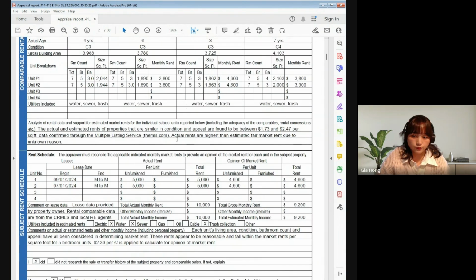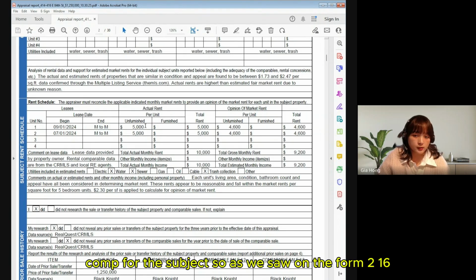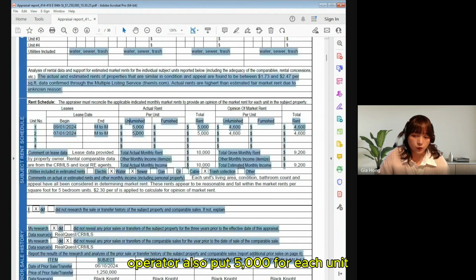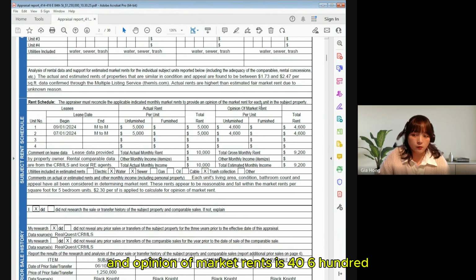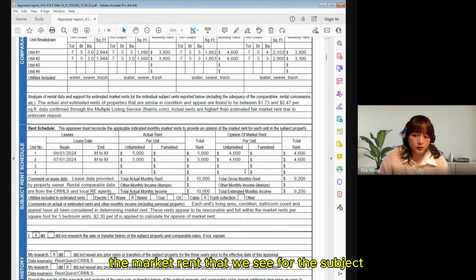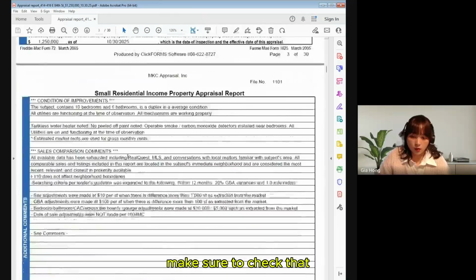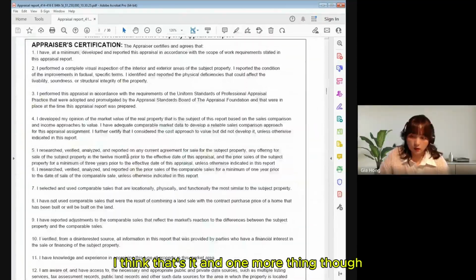Okay. So if you scroll down a little bit, it also has rent comps for the subject. As we saw on the Form 216, the appraiser also put 5,000 for each unit, and the opinion of market rent is 4,600. Again, because all the rental comps that we see are under 5,000, the market rent that we see for the subject property is less than 5,000, right? So make sure to check that. Yeah, I think that's it.